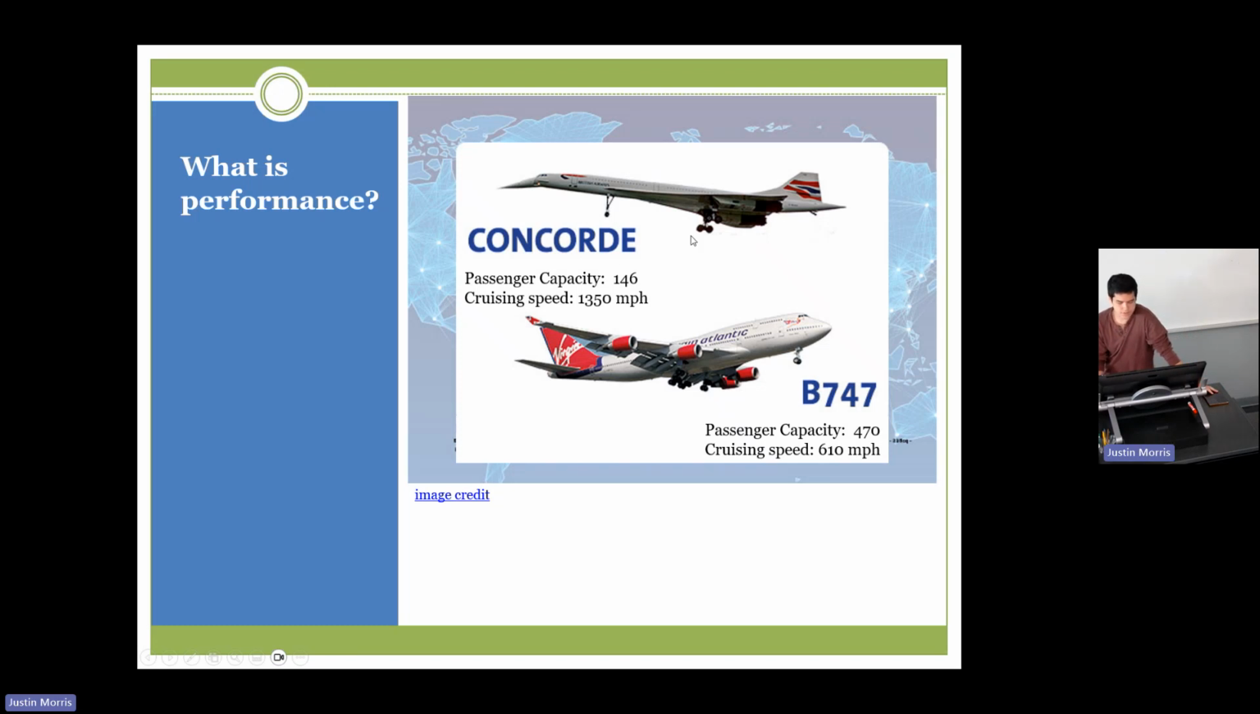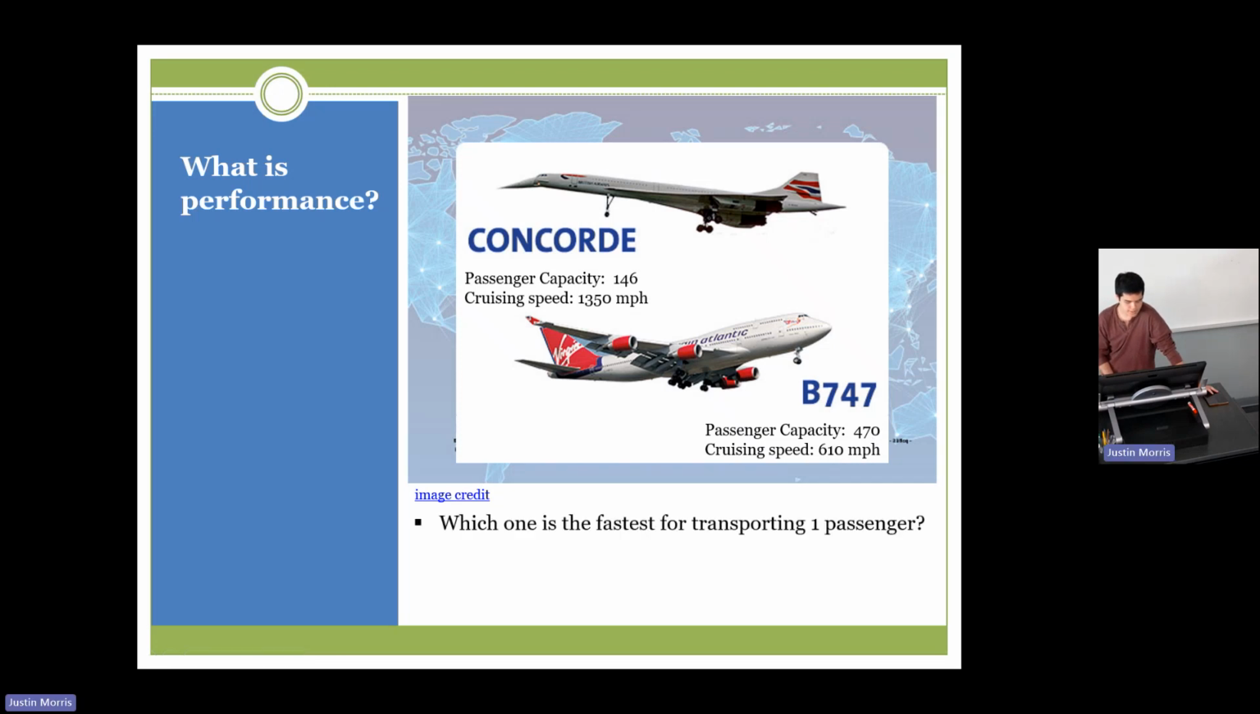So the Concorde, I believe this is actually a retired plane. They don't fly them anymore. Or if they do fly them, there's like tens of them. It has a capacity of 146 passengers, and its cruising speed is 1,300 miles per hour. And the passenger capacity of a much larger plane is 470. So a lot more passenger capacity, but it's half the cruising speed, right? But more than half the capacity.